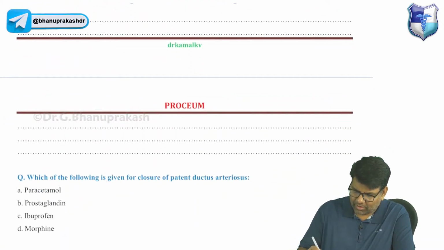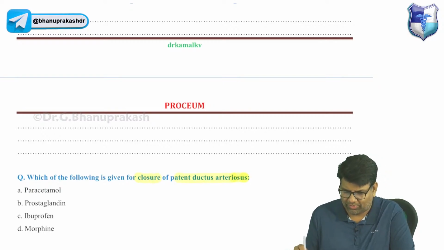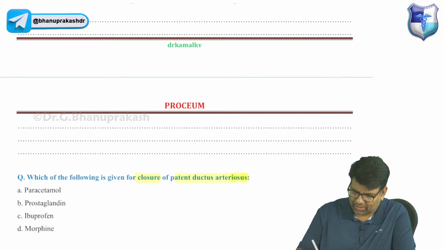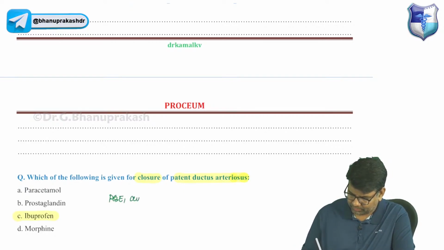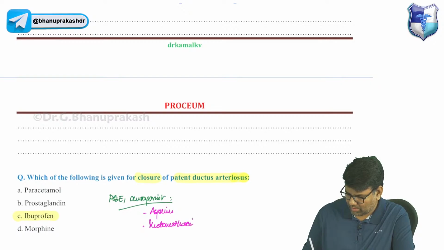Next question. If you want to close patent ductus arteriosus, what will you give? Closure of patent ductus arteriosus: we will give a PGE1 antagonist. You can give either indomethacin or ibuprofen.